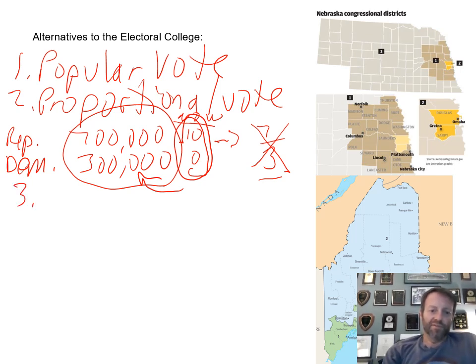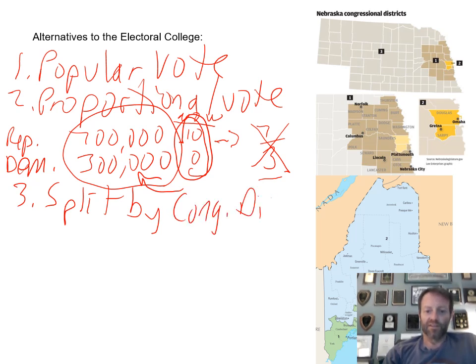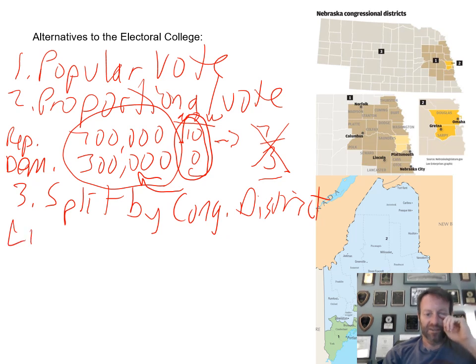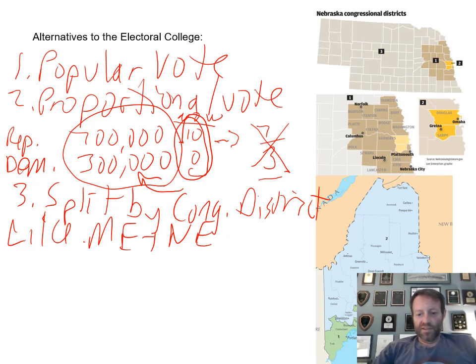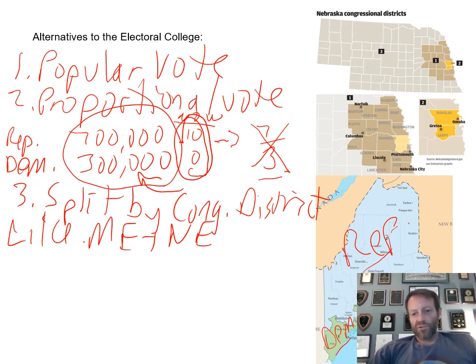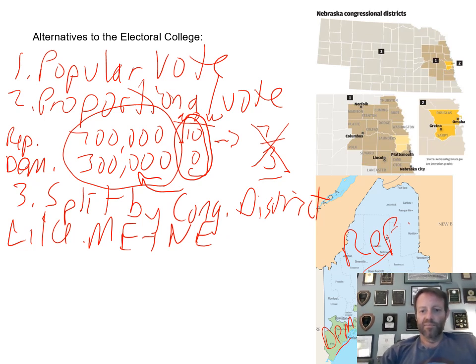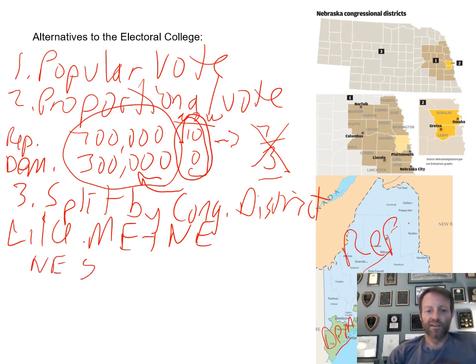So what some people have said then is, why don't they split by congressional district, right? Like Maine and Nebraska. And so Maine and Nebraska do it that way. Now, you can see in Maine, in the last election, this big district up here went to Trump. And then this one down here, the smaller district, went to Hillary Clinton. So if you look at Nebraska in the top, Nebraska has 3 congressional districts, which means Nebraska, so we'll just use Nebraska. So Nebraska has 5 electoral votes. Okay? So they have 5 electoral votes.